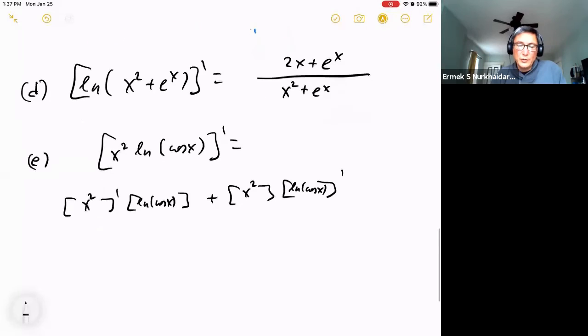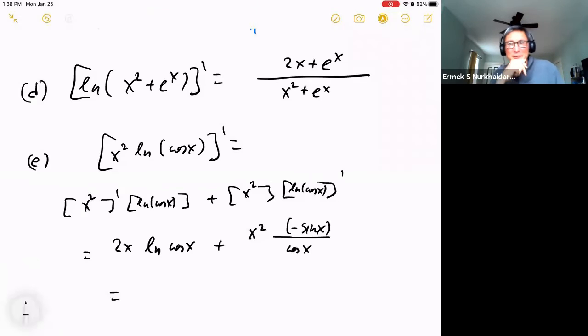And then derivative of x squared is easy. Derivative of ln of cosine x is also easy, if we realize that we already did a bunch of those and we know the shortcut. So the final answer is going to look something like that.